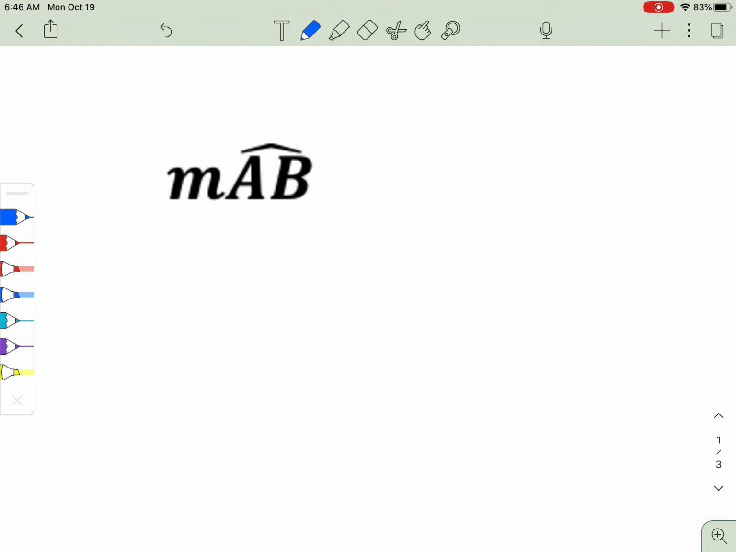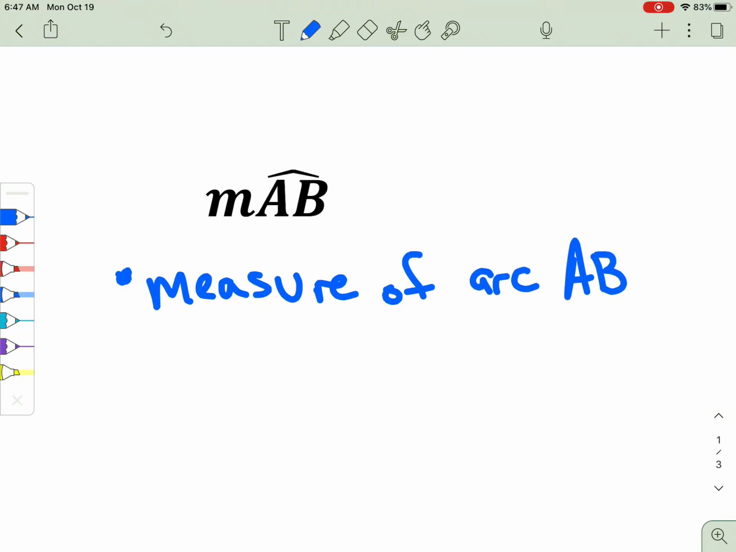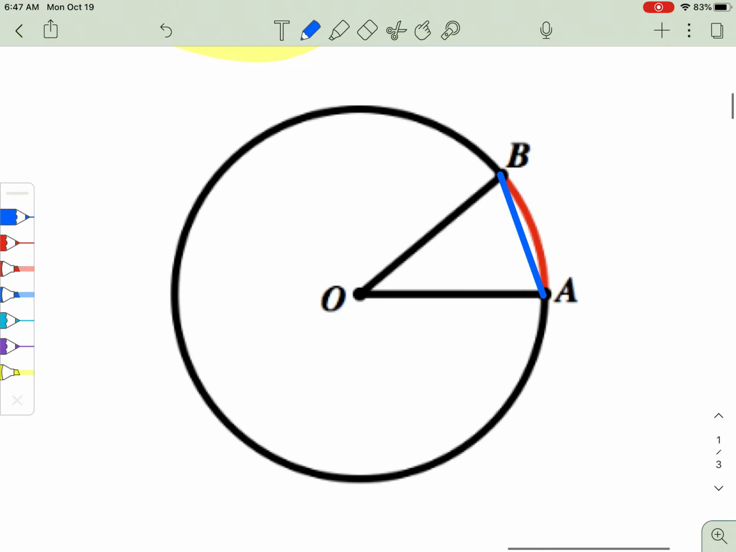How about if it says m AB, like lowercase m AB? Well, that means the measure of arc AB, and this is in degrees. So this is similar to what we were saying up above. This is where we'd say, the measure of AB is this many degrees.